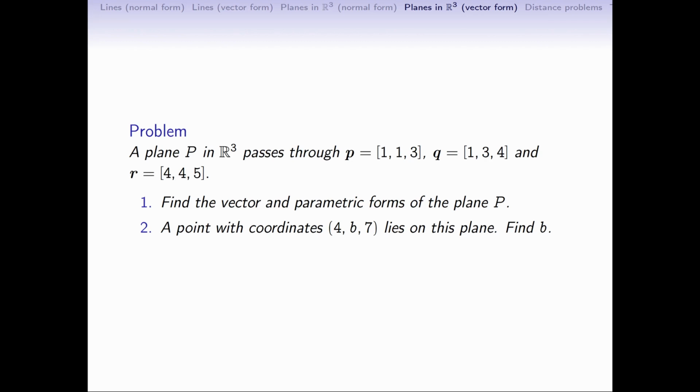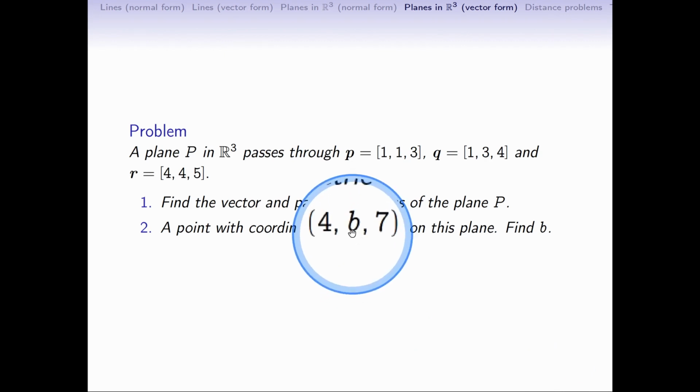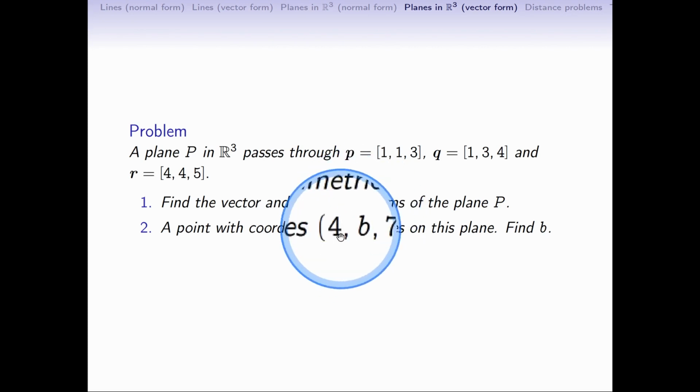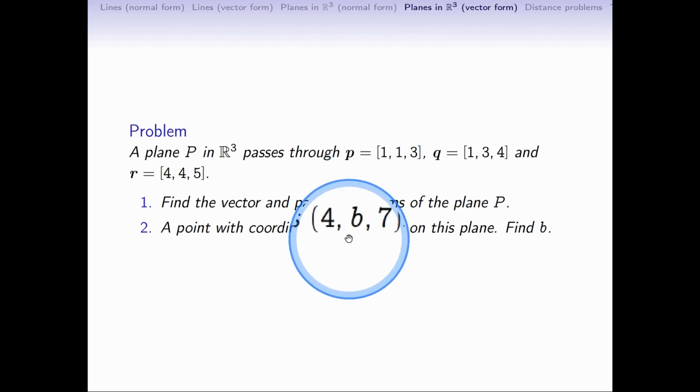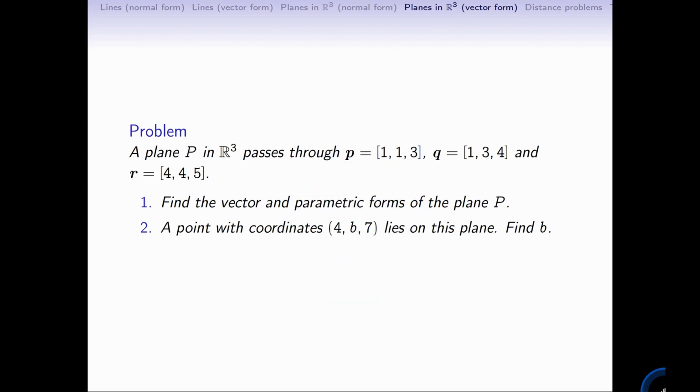In part 2 of this problem, we're told that one of the points that sits on this plane P has the form 4, comma B, comma 7. And what we're going to want to do is use those parametric forms of the equation of the plane to work out the missing coordinate B. So join me at the document camera to see the exciting conclusion and solution to this problem.